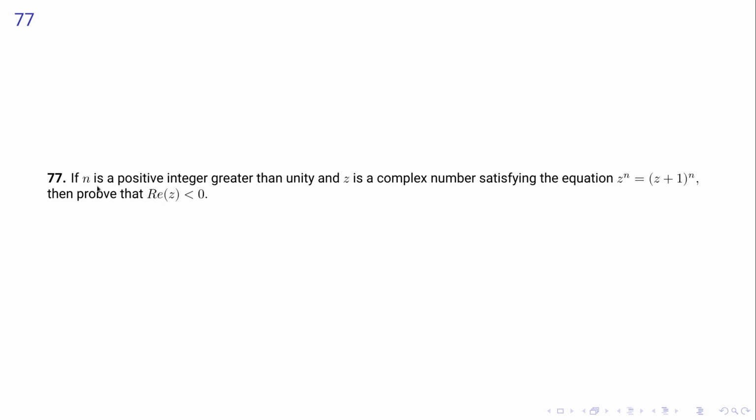Problem 77 says that if n is a positive integer greater than unity and z is a complex number satisfying the equation z to the power n is equal to z plus 1 to the power n, then prove that real of z is less than 0. The B is extra. It's a typing mistake.